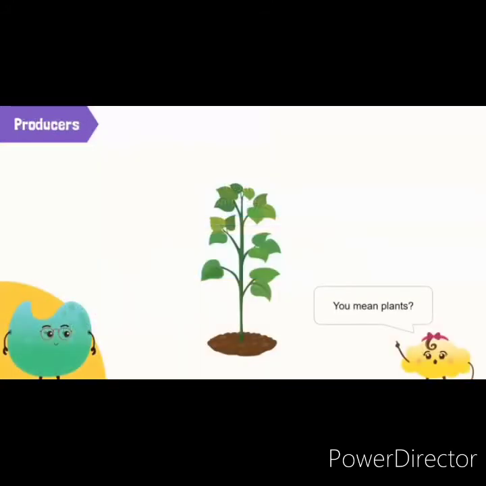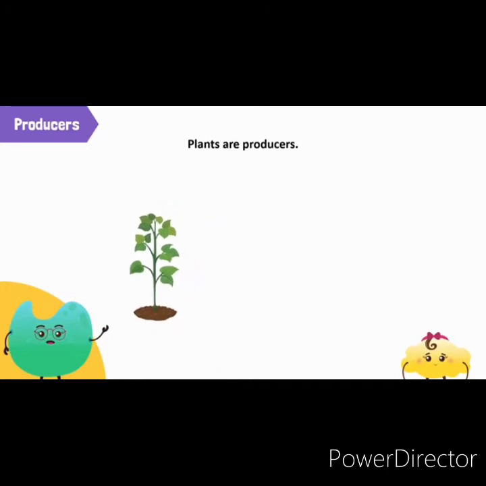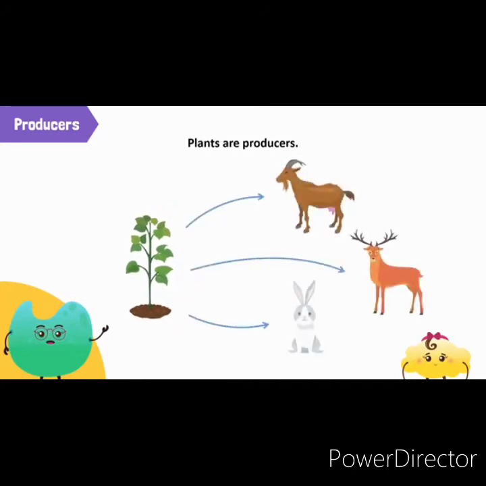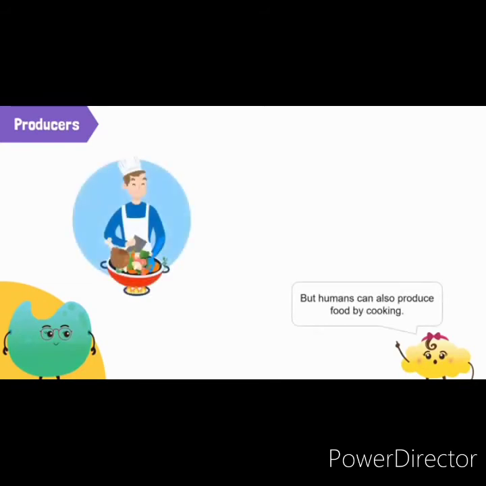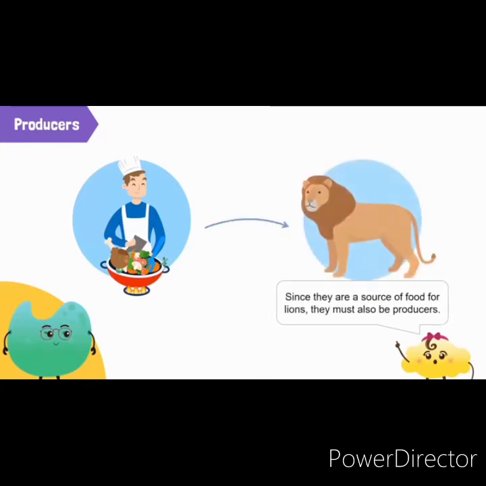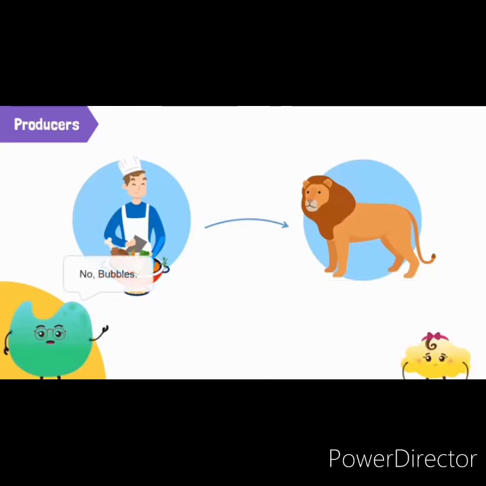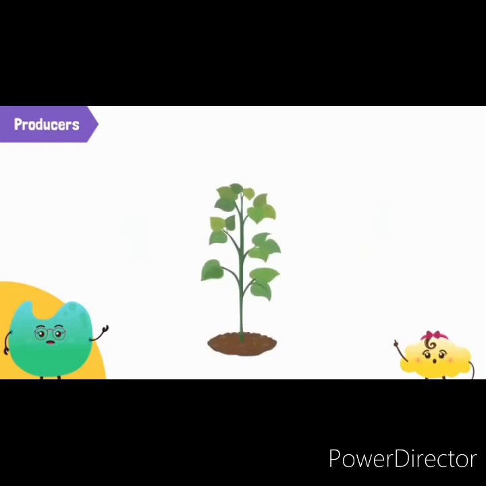You mean plants? Yes, very good. All plants are producers since they produce their own food and are a source of food for other living things. But Mrs. Coco, humans can also produce food by cooking, and since they are a source of food for lions, they must also be producers. No, Bubbles. Plants use non-living things in their environment like water and sunlight to make their own food. Humans, however, can't produce food by taking in sunlight and water.